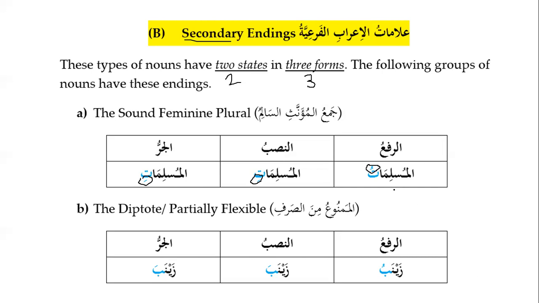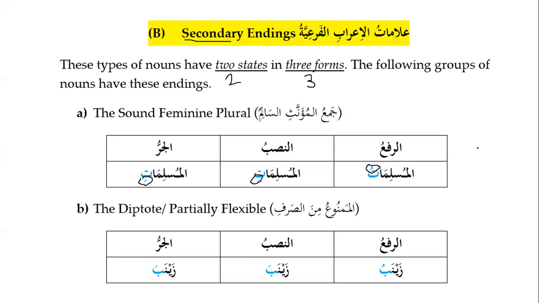Similarly, Ja'at al-Muslimatu, and then you say Ra'aytu al-Muslimati, and Marartu bil-Muslimati. So again, Khalaqallahu as-samawati wal-arda, as you can see here. So Ati, and then we have Ati. So it has two states.